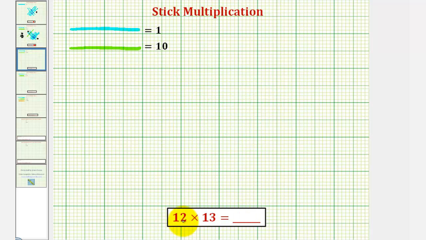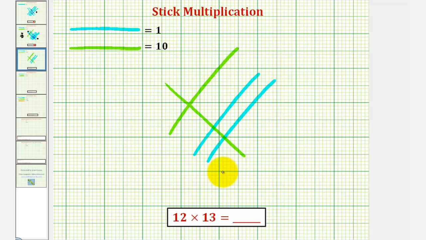Next, let's take a look at 12 times 13. So to model 12, we'll have 1 green stick, that's 10, and 2 blue sticks, so that's 10, 11, 12. And now for times 13, for 13 we'll have 1 green stick, that's 10, and 3 blue sticks, 10, 11, 12, 13. The intersection points of 2 greens represents 10 times 10 or 100. So here we have 100.